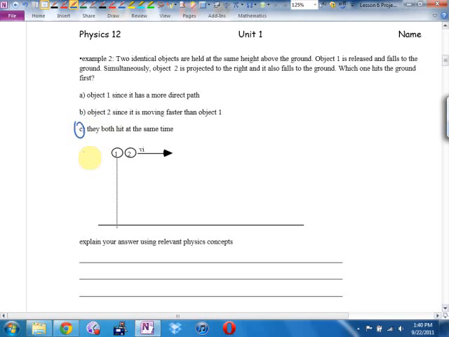Did Mr. Camozzi have that little demo thingy where it fires the ball and drops the ball? I've tried that, and I can never get it to work, so I didn't bother getting it out this morning. I can never get it level, and yeah, I got a different demo to show you guys later. Okay?